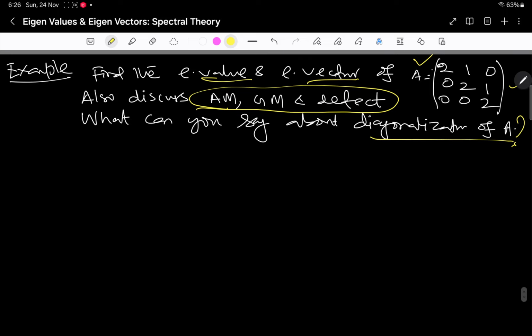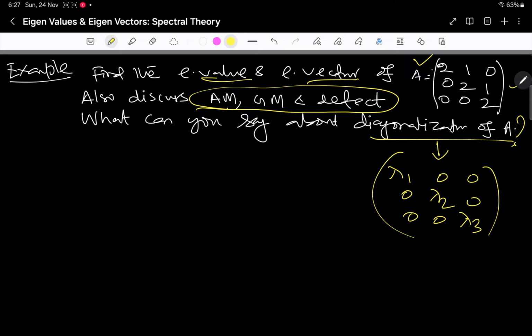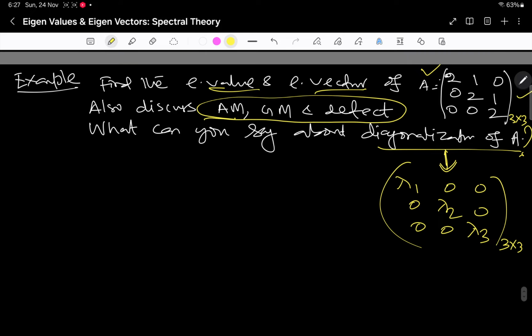Okay, so in principle in diagonalization what happens, usually lambda 1 0 0, 0 lambda 2 0, 0 0 lambda 3, that means the eigenvalues will come in the diagonal places. This is what is called the diagonalization. It is 3 cross 3, so I am writing 3 cross 3, and for any order the same can be repeated. Okay, so now coming to the solution here.